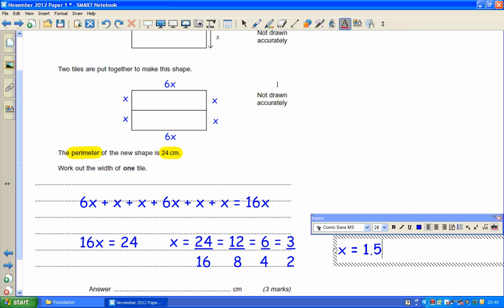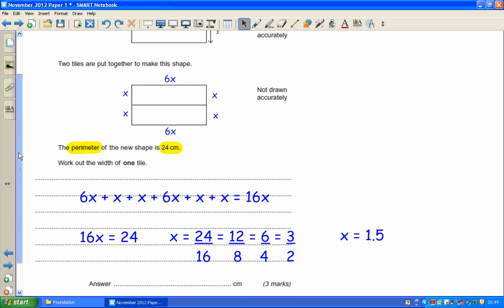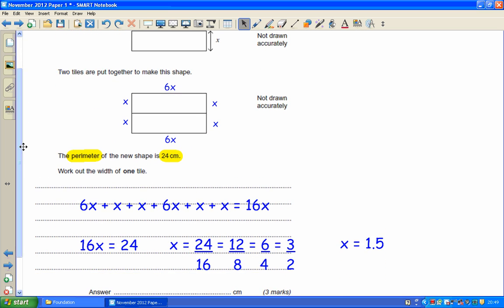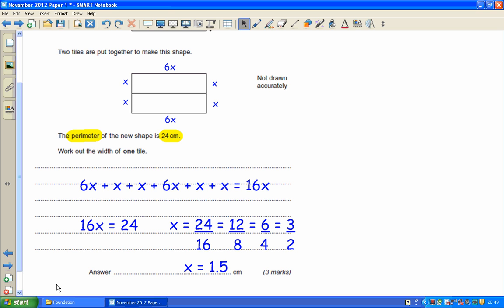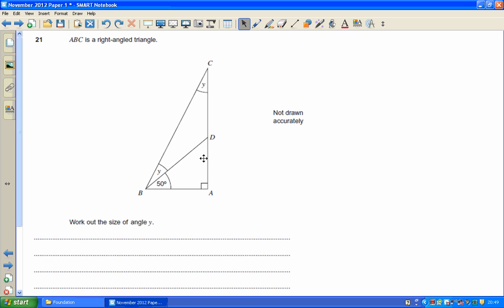Now there might be different ways of working out what x is. You could try the bus-stop method and things like that, but you should get your answer as x being 1.5. Now finally, calculate the width of one of the tiles. Well, that is what x is, so there's your answer. x is going to be equal to 1.5 centimetres. Okay, that's a tricky question, that one. Hopefully it makes sense. Final question, 21.